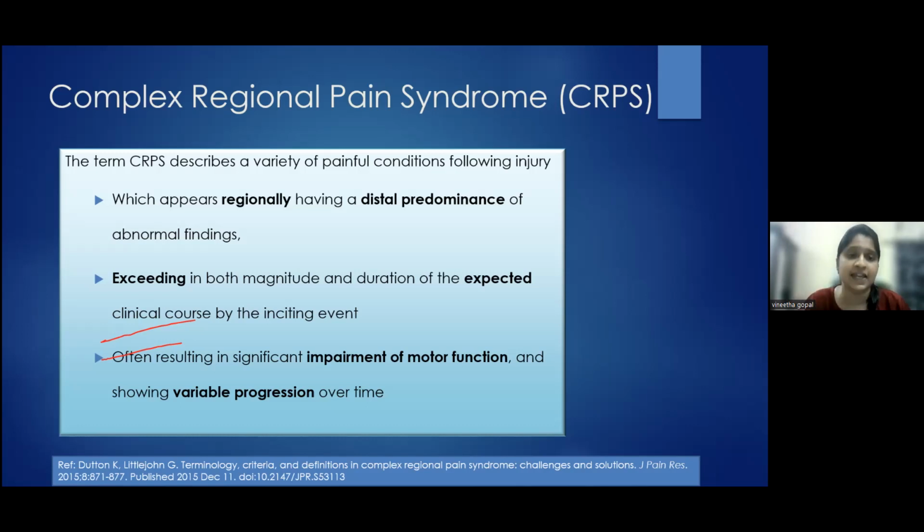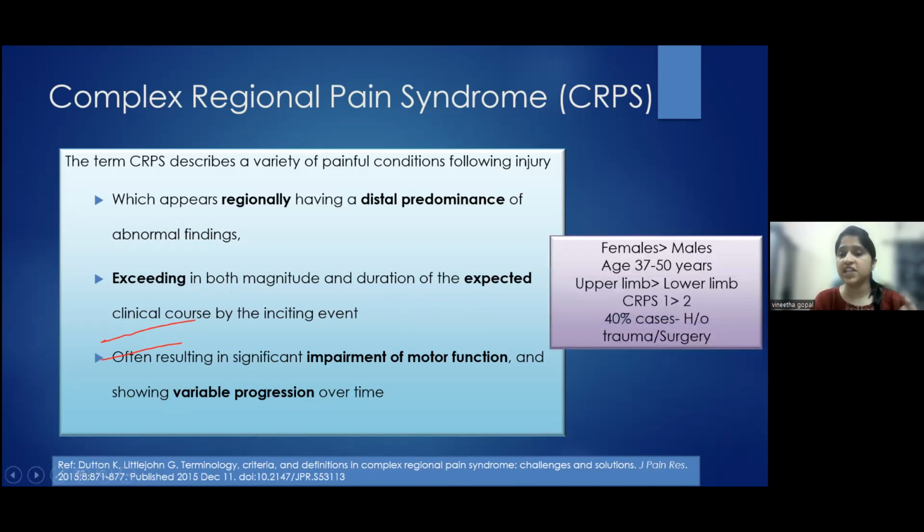But clinically, if you look at the symptoms, if you do the DN4, then CRPS, even CRPS 1, has predominantly neuropathic features. So it can be discussed under neuropathic pain. CRPS describes a variety of painful regional conditions with a distal predominance. What is very characteristic is its dramatic presentation. The clinical presentation exceeds in magnitude and duration the inciting event. Whatever the inciting event was, the presentation will be out of proportion to that. And there will be significant motor dysfunction, which shows variable progression over time.